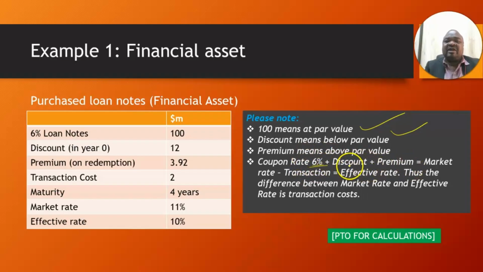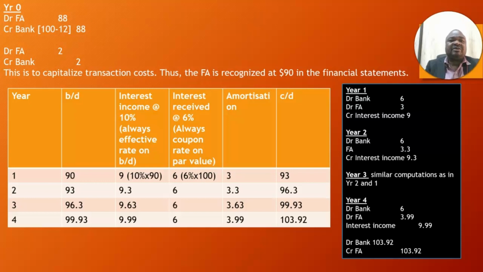Then the coupon rate plus discount rate plus premium is equal to market rate minus transaction cost, which is equal to effective rate. That's the difference between market rate and effective rate: the transaction cost. This one could be helpful if you want to be very innovative in your computations. Now, this computation is very important.